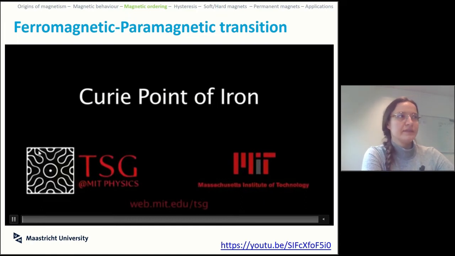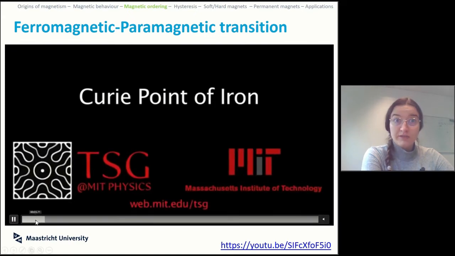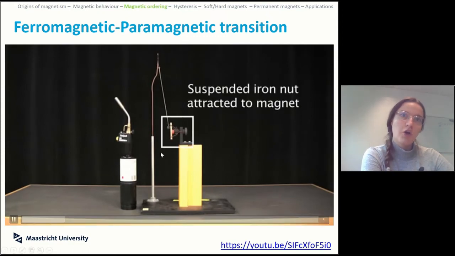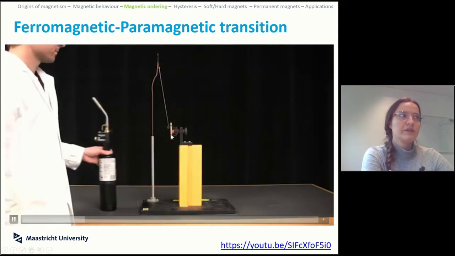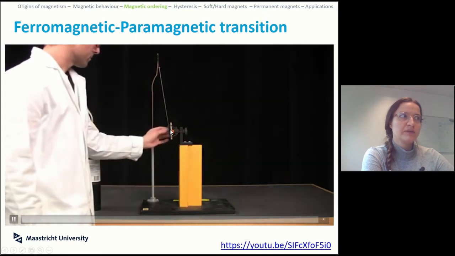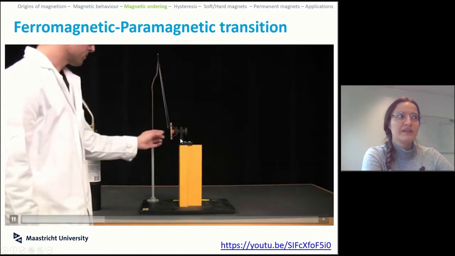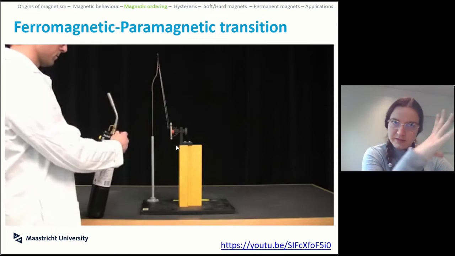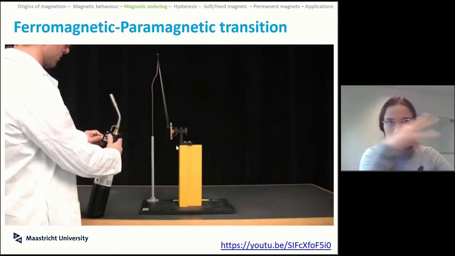So this is a video that shows the Curie point of iron, because iron is a ferromagnetic substance. Now the trick is that iron has an incredibly high ferromagnetic transition temperature. So you must go to very high temperature to be able to see your iron lose its ferromagnetic behavior. This is an iron bolt here. If your iron is ferromagnetic and there is a magnetic field, your iron is attracted by the magnetic field because it densifies the lines of force and it just goes there.